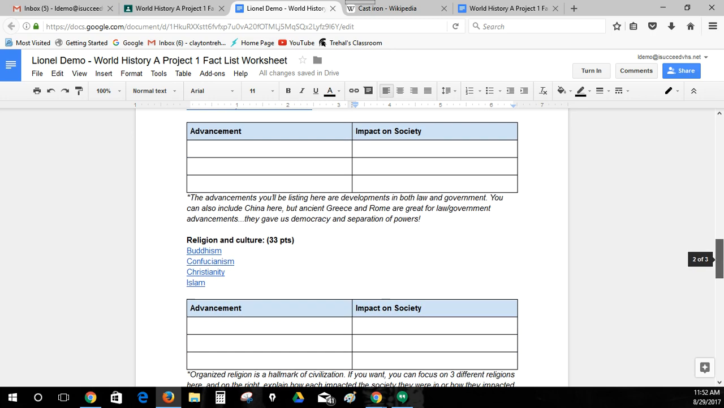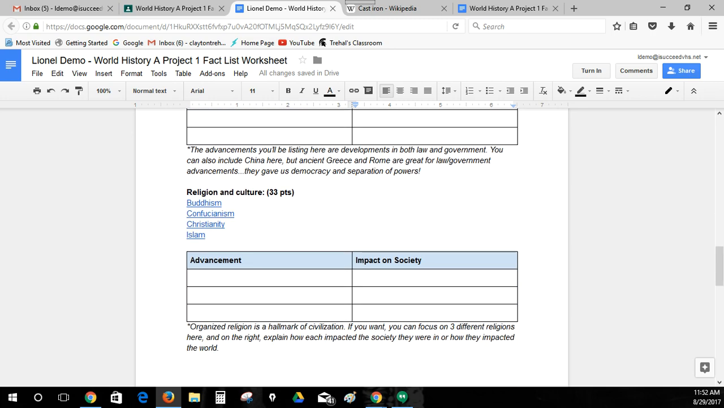When you get to the 3rd category, this is religion and culture. You're studying that more in Unit 2. That was a huge influence in civilization as well. One big easy thing to do, by the way, I put a little tip on each of these. For religion, I would just pick 3 of these and talk about their impact on society. If you look down here at the bottom, this is the tip that I give you that you can use to put in here.